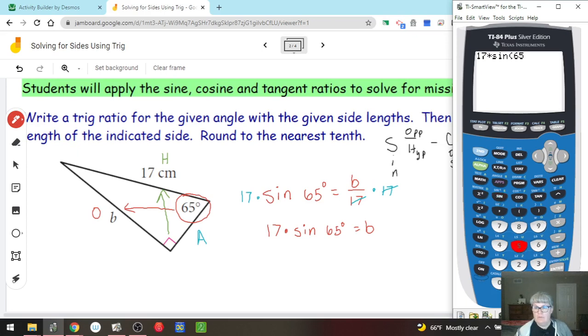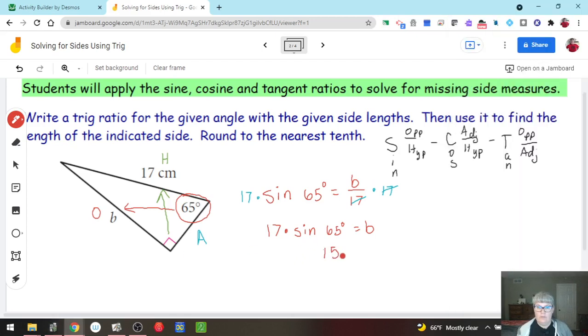65. Enter. And the directions said round to the nearest tenth, so that's 1 decimal place. So we have 15.4 is the approximation for B. So this side over here, this opposite side to my angle, is approximately 15.4.